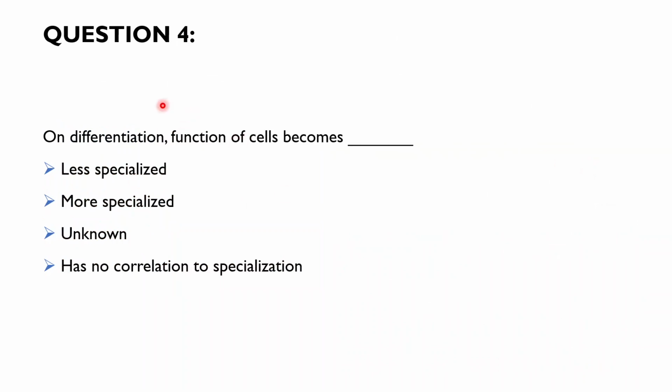On differentiation, the function of cells becomes less specialized, more specialized, unknown, or has no correlation to specialization. So you can answer now. It's also somewhat like the previous question.